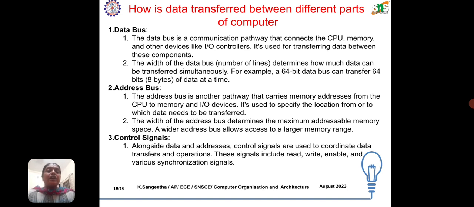So these are the basic things of computer architecture and organization. So far we discussed what organization is, what architecture is, what the important blocks of a computer are, how the CPU works, how the data is transferred, and what buses are required to transfer the data.